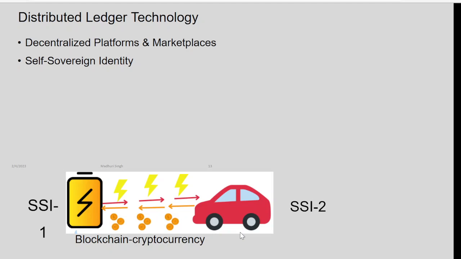For things to be able to use the platforms and services, the missing link, yeah, so the decentralized platforms and marketplaces, and now they have the self-sovereign identity also. Now the missing link is the currency. Okay, they have the SSI, so the cab knows the charging station through its SSI.